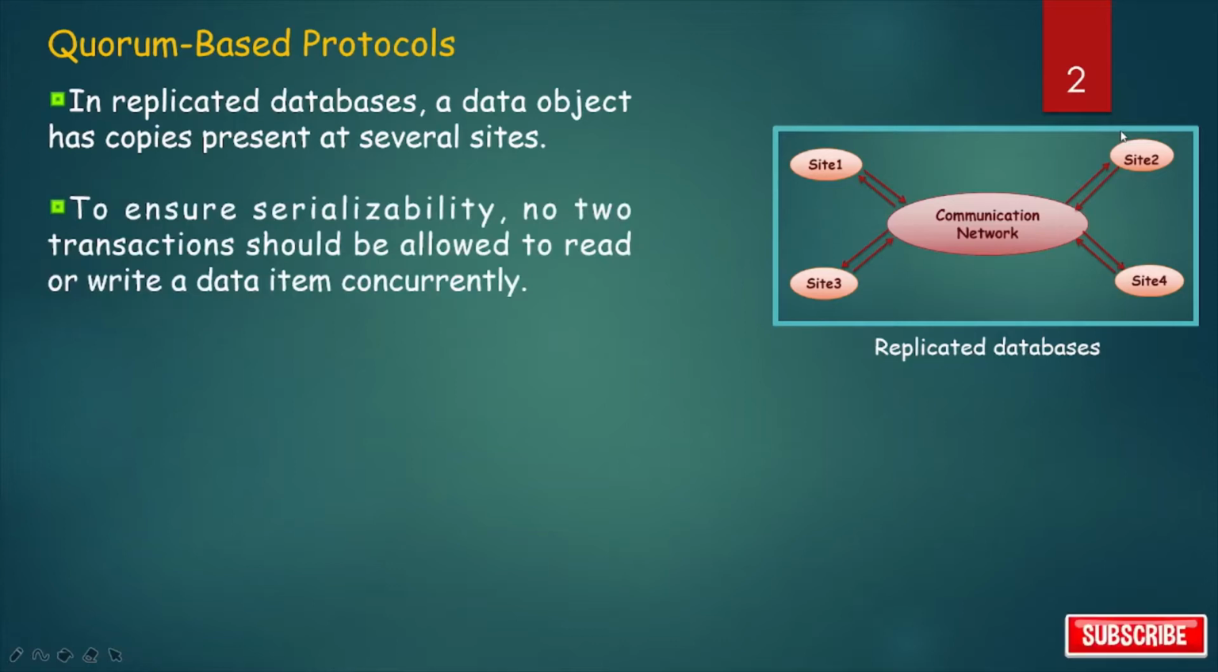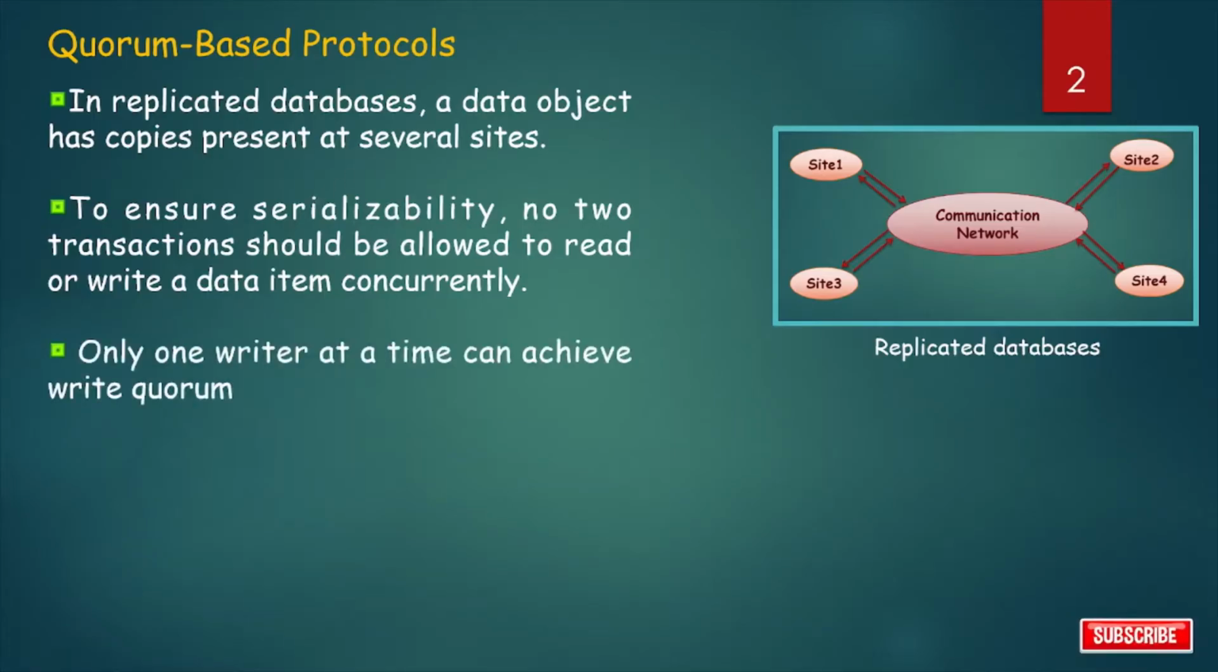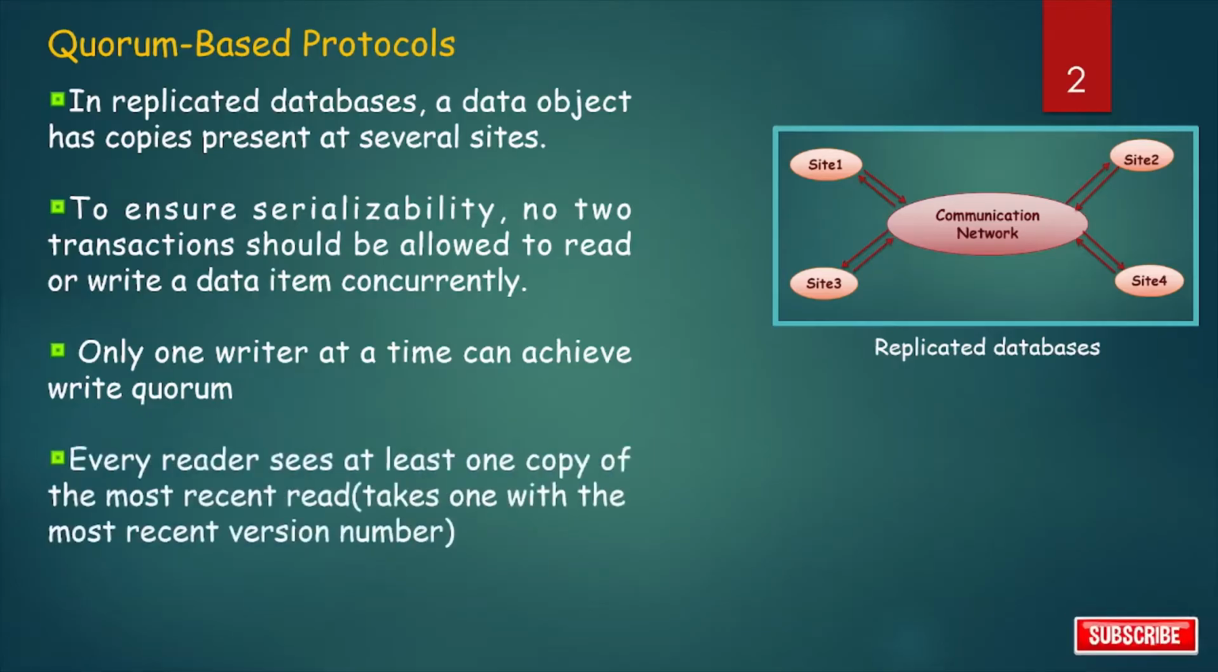To ensure serializability, no two transactions should be allowed to read or write a data item concurrently. So, in case of serializability, no two transactions can read and write the same data item concurrently. Only one writer at a time can achieve write quorum. And in case of reading, every reader sees at least one copy of the most recent write, meaning every reader takes the one with the most recent version number.